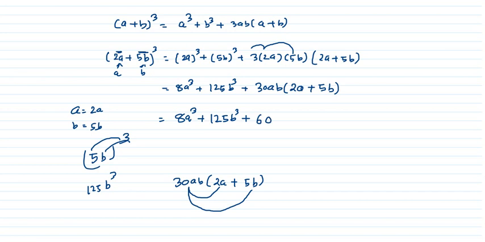Here a into a is a square. There is no b further over here, so you just write b. So a square b, plus 30 into 5, it is 150, a itself alone, b into b is b square. Okay, this is your answer. That's it.